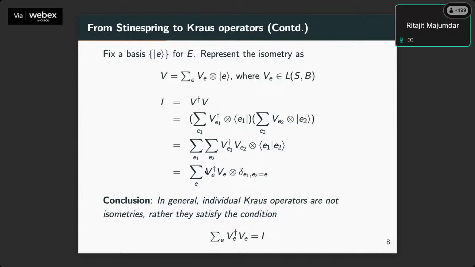I can do that by this representation. Now my system evolves as this sum over V_E†V_E, and these V_E are called the Kraus operators. Each of these V_E is called a Kraus operator. Note that previously the requirement for isometry was V†V equal to identity. Here the requirement is that the sum over all Kraus operators V_E†V_E should be identity. Each of these individual terms may not be identity. For a particular E, V_E†V_E may not be identity, but when you sum over all E, it will definitely be an identity.